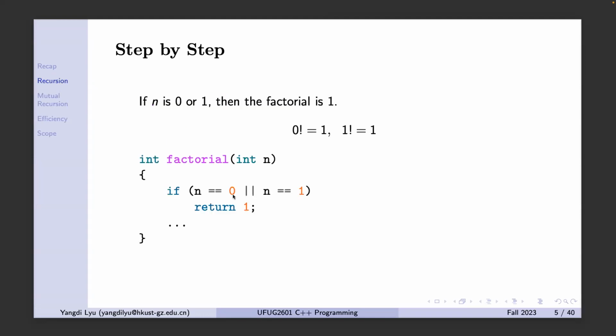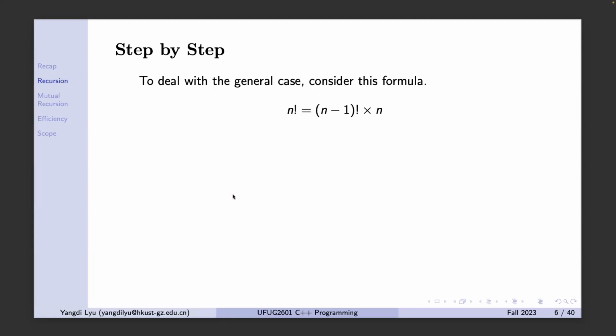Let's do it step by step. If n equals 0 or 1, then factorial is 1. Right? 0 factorial equals 1, 1 factorial equals 1. This is what we did inside this function: if n equals 0 or n equals 1, our output is 1. These are the very easy cases. It's called induction, or in high school in Chinese, 归纳法, right? All right, so now deal with the general case.